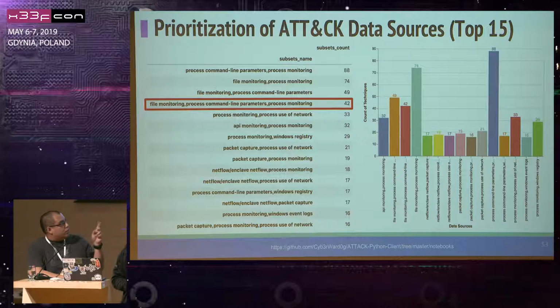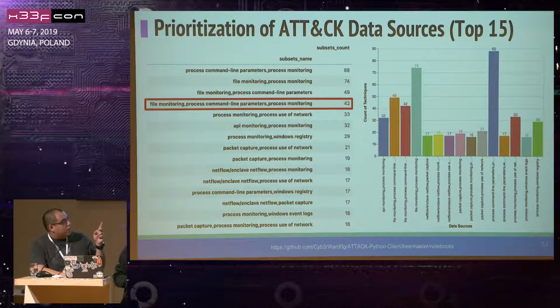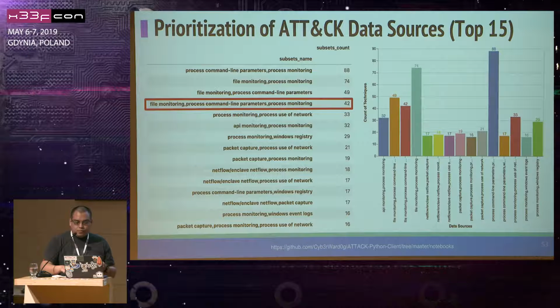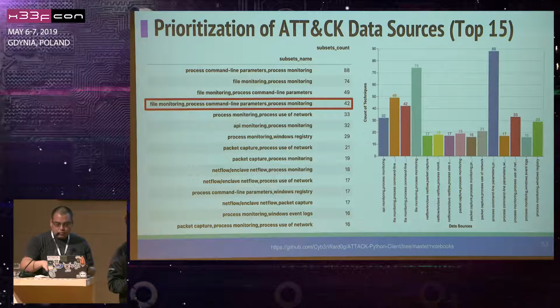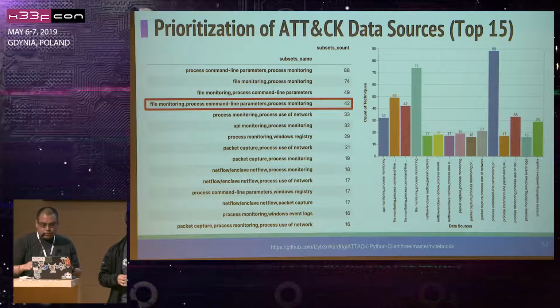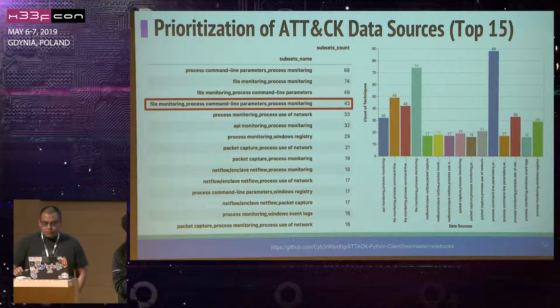On all the techniques, in this case, for example, file monitoring, process command line, and process monitoring. If you start collecting these 3 data sources, you can start analyzing at least 42 techniques. It's at least 42 that require the combination. But of course, if you look at the first, second, third, at least it covers a combination of file monitoring and process monitoring only.